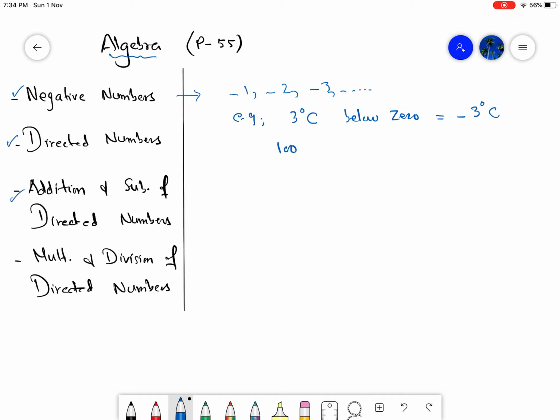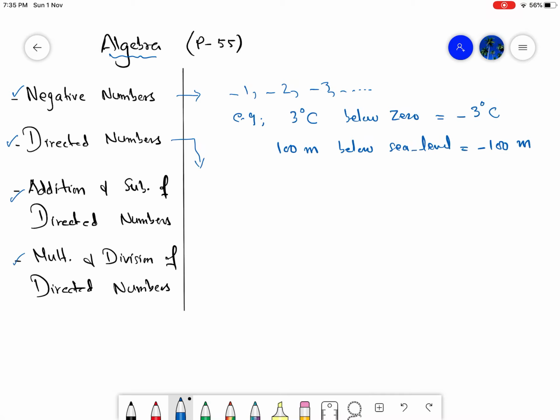Similarly, for example, 100 meters below sea level. You can represent this one by -100 meters. You can think about a few more examples of using negative numbers in practical life. Then we will also look into directed numbers, and then we'll see how to add and subtract directed numbers, as well as how to multiply and divide directed numbers.